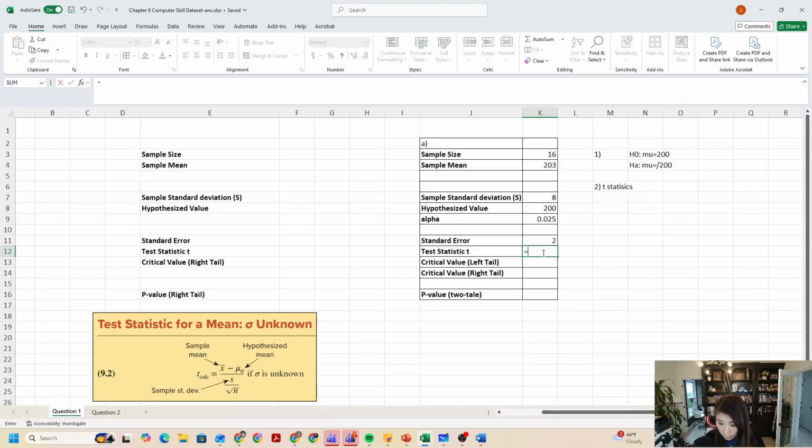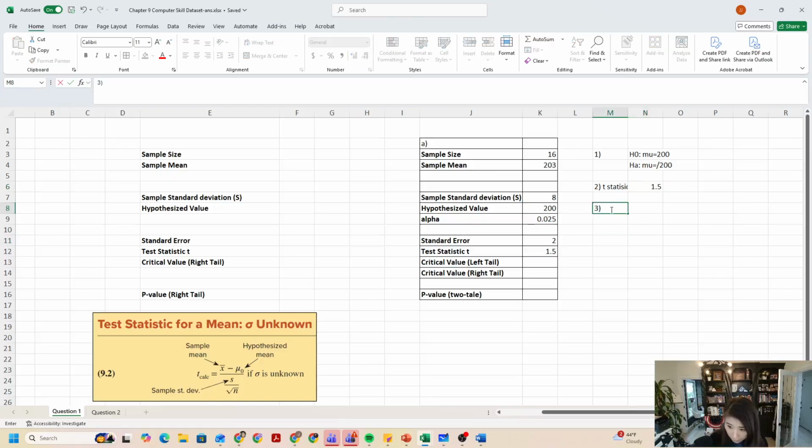So this equals parentheses, don't forget, because this is your numerator. So parentheses x bar, that is the sample mean, minus mu, the hypothesized mean, which is 200 here. Close the parentheses, divided by the s divided by square root of n, that's my standard error. I divide by the standard error, push enter, and I'm able to obtain my t-statistic. So the t-statistic here is 1.5.